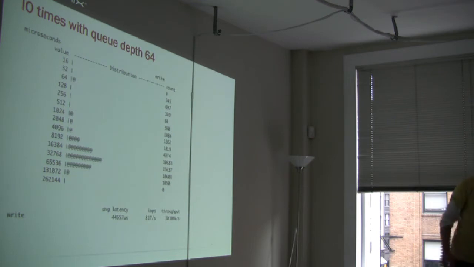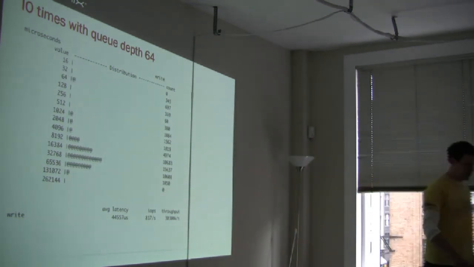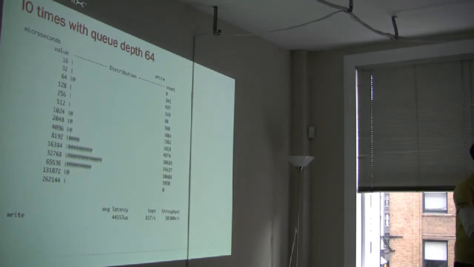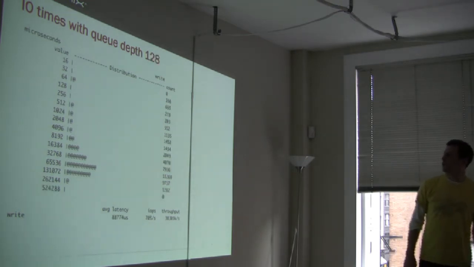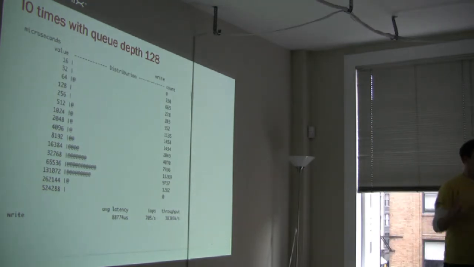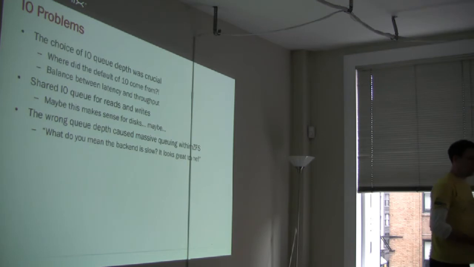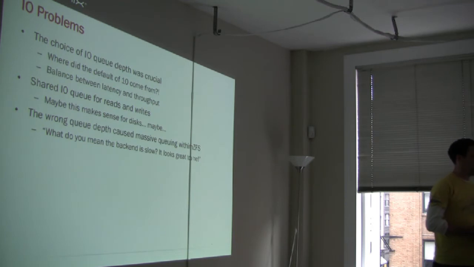Queue depth of 64, and we also get average latency down here. So the average latency is 44 milliseconds, which is already getting to be kind of a long time for a storage array to respond. And then queue depth of 128, 88 milliseconds now. So we're kind of leaning on the system more. The latency is going way up, but the throughput is only increasing a little bit. So some I/O problems. The choice of the I/O queue depth was obviously very important.